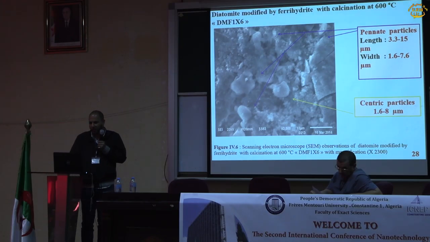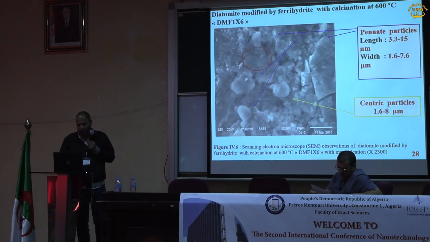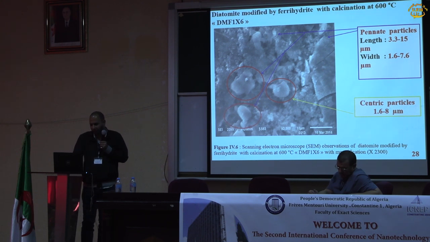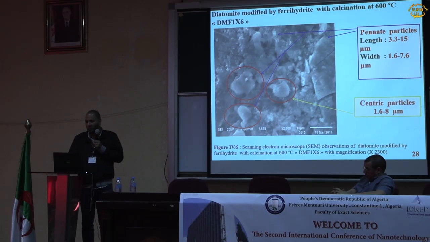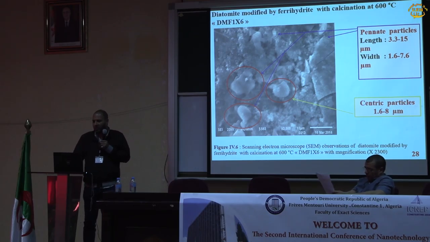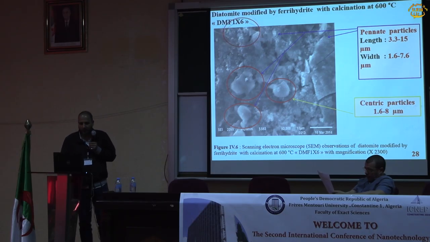For diatomite modified parfaitite with calcination, there are 2 types of particles: pinnate particles with a length in the range between 3.3 and 15 micrometer and a width in the range between 1.6 and 7.6 micrometer, and centric particles with a diameter in the range between 1.6 and 8 micrometer.